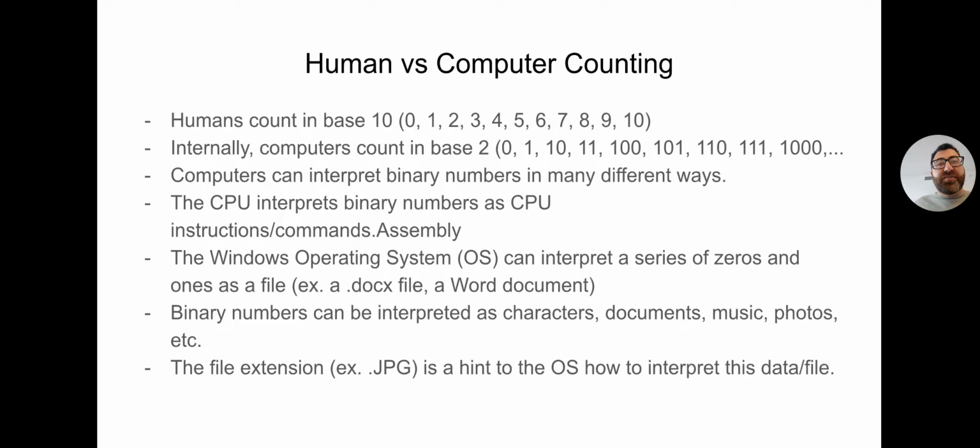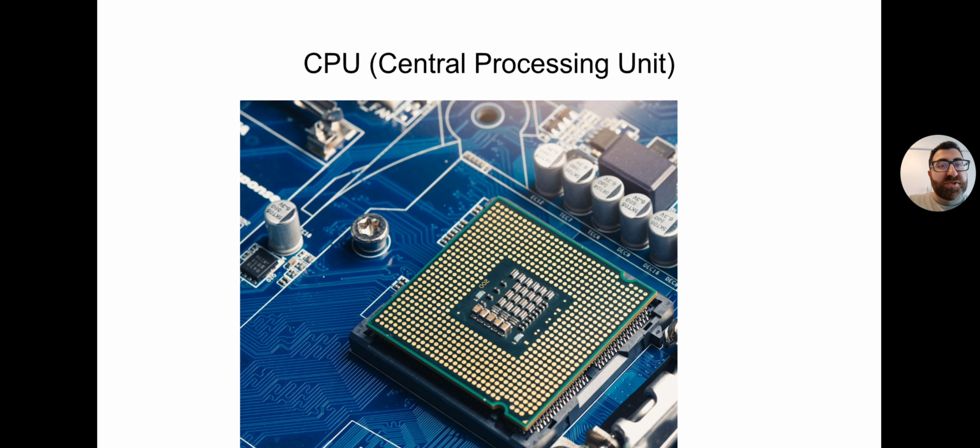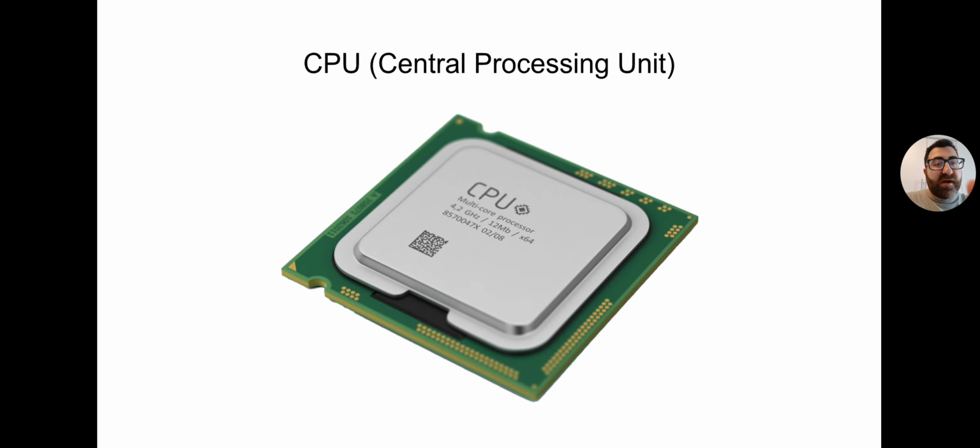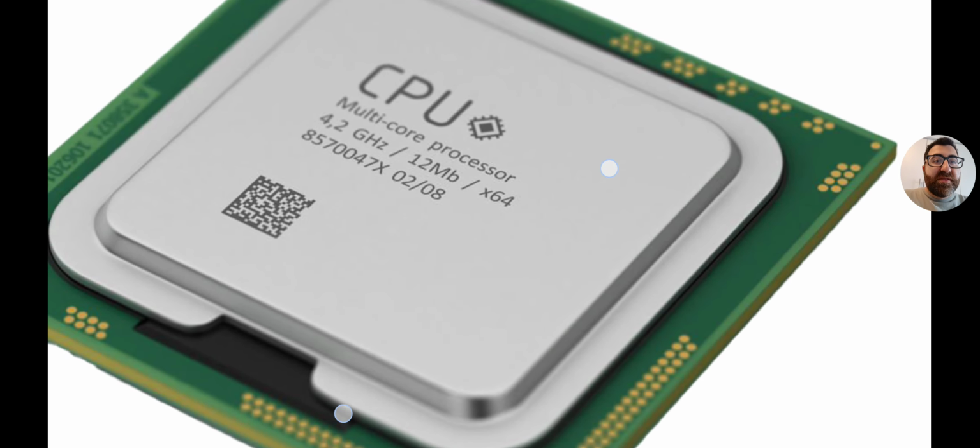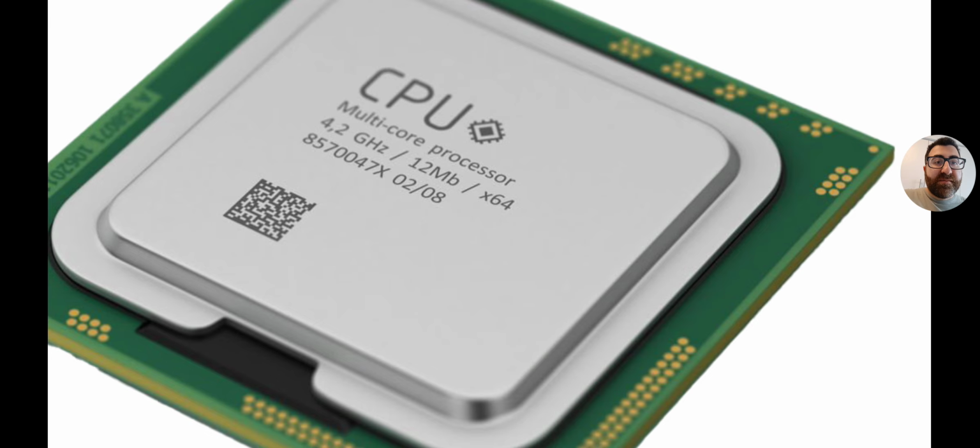So this is a CPU, a central processing unit. It doesn't have the cover on it, so you can't see any metal cover. This does have the cover on it. And if you look closely at this, you'll see that this CPU is a multi-core processor. It's 4.2 gigahertz, 12 megabytes of cache, 64-bit CPU. You don't need to worry about these numbers too much.